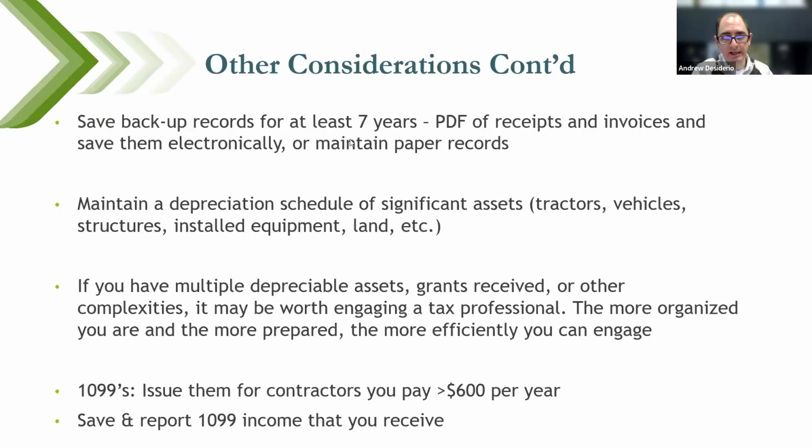Keeping records, and we mentioned this last time, keep records for at least 7 years: receipts, invoices, and maintain a depreciation schedule for significant assets. If you have multiple assets, you may want to hire someone to help you manage that. 1099s, which ones need to be issued, are mostly for contractors, for rent, for interest. If you receive any 1099s, you're going to want to report that as income. 1099s can be a whole separate issue.